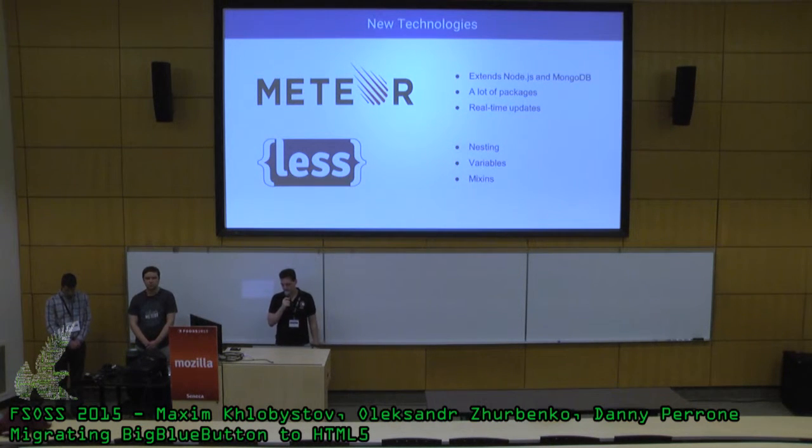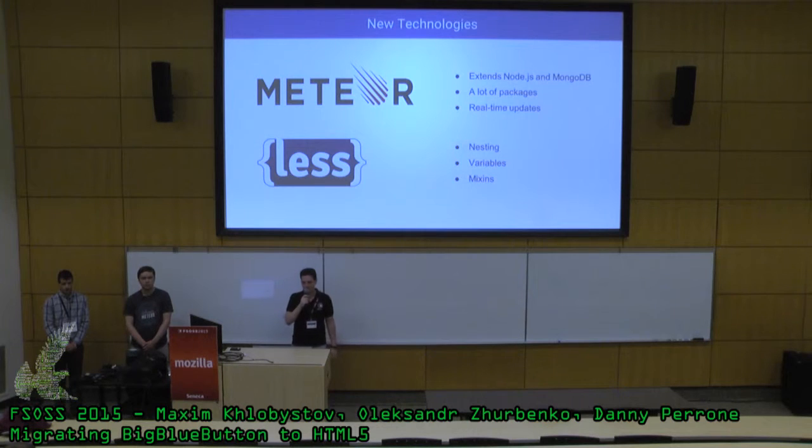The other big piece of technology we use in our project is Less. At some point, our CSS code base became too big. We had around 5,000 lines of code, and we switched to Less. The 3 main things we use from Less are nesting, variables, and mixins.